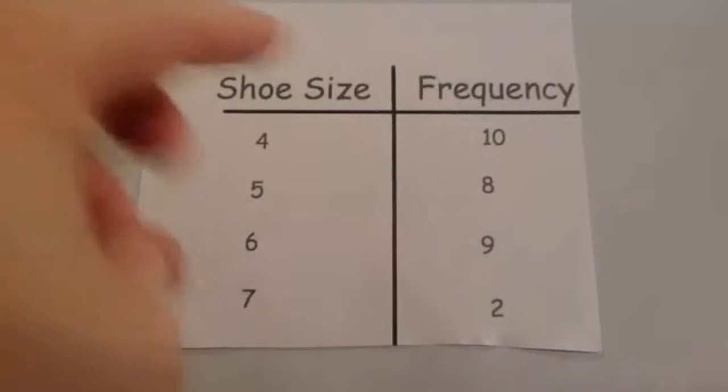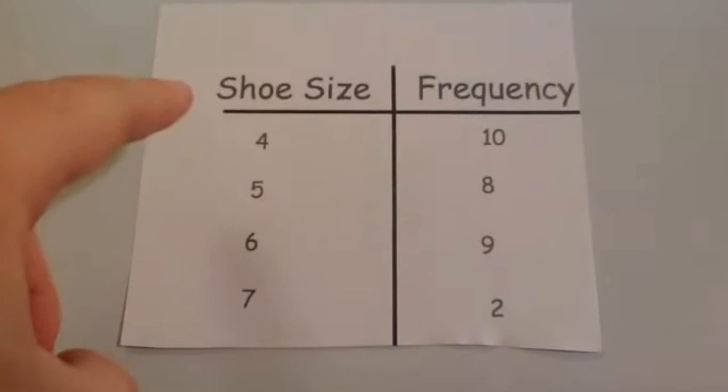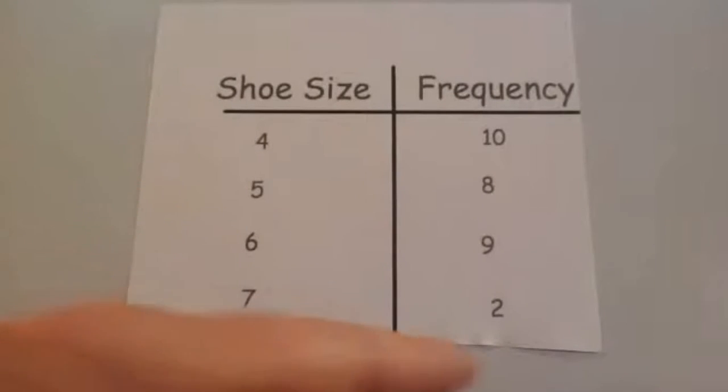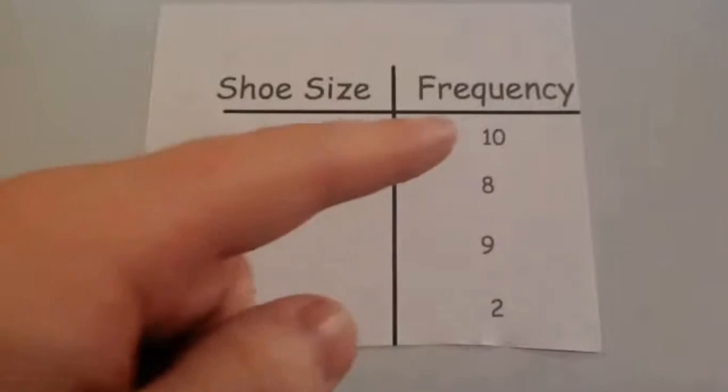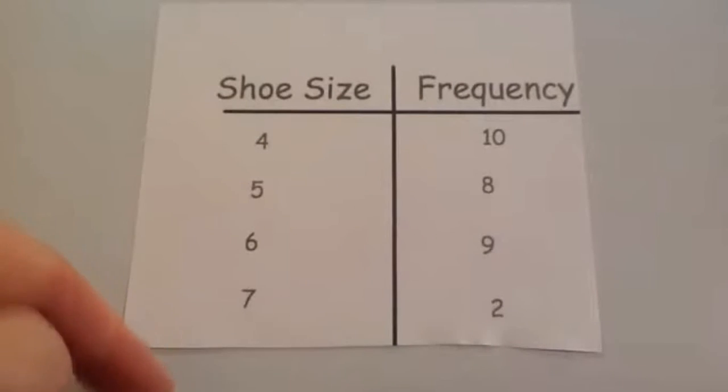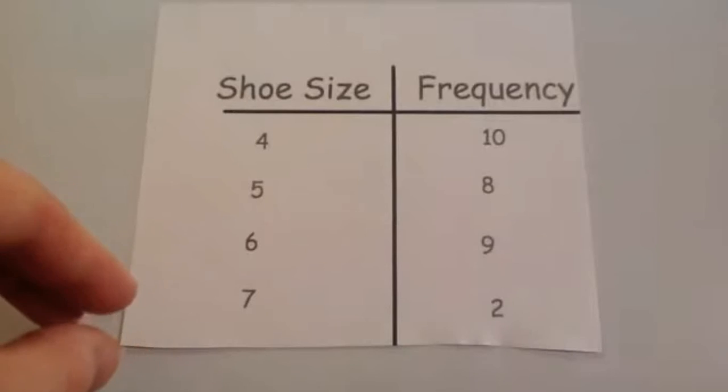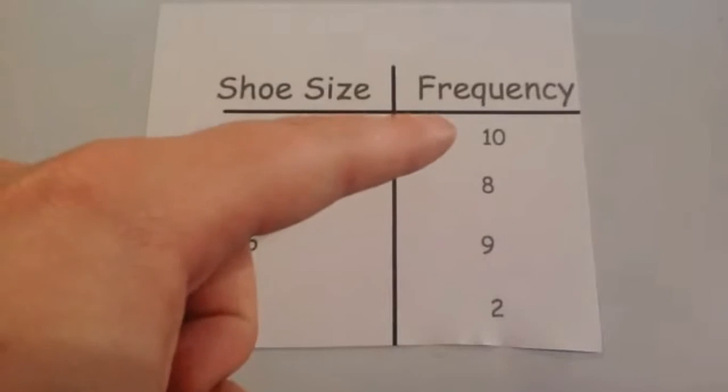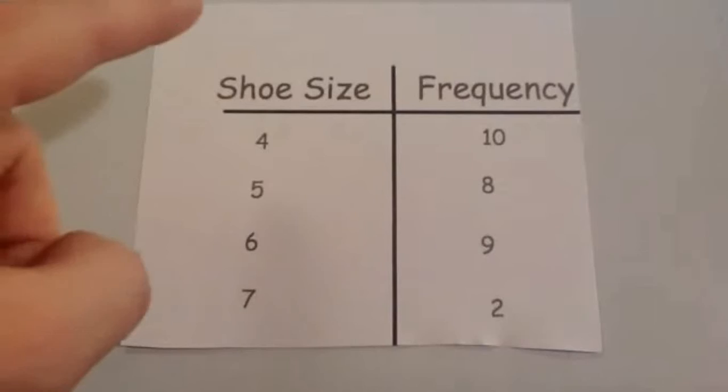Okay, so we're going to draw a bar chart for this set of information. So we've got shoe size 4, 5, 6 and 7. That'll go along the horizontal axis. And the frequency will go up the vertical axis. Frequency always has to start at 0 and goes up to the largest number, which is 10. So it's going to go up from 0 to 10.